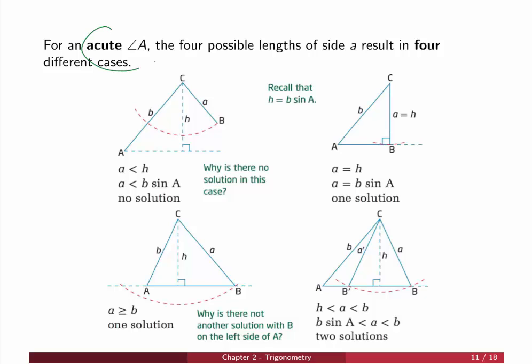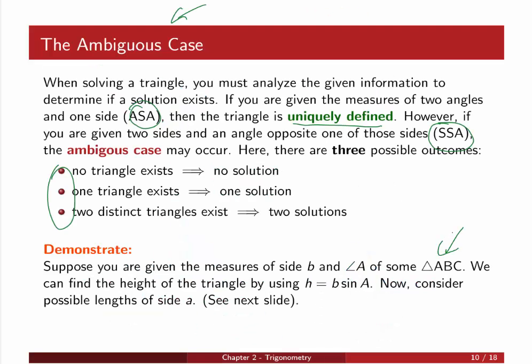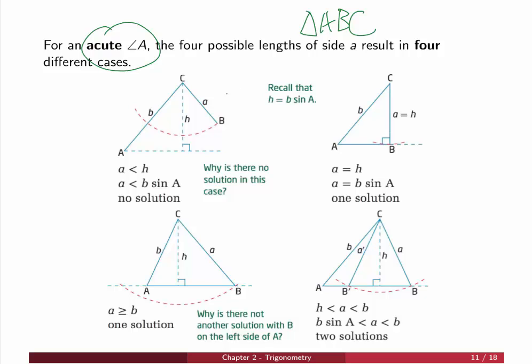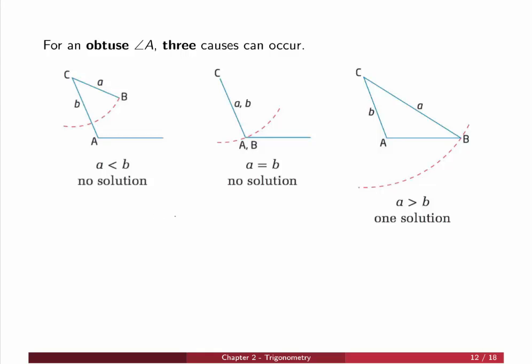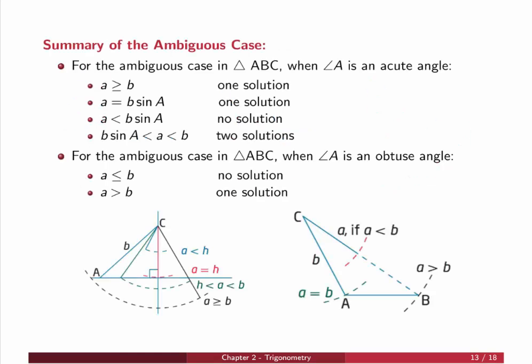So for instance, if you're in triangle ABC, and you're given B and angle A, if angle A is acute, four different possibilities will happen. If angle A is obtuse, three different possibilities will occur. You can go through and look at what I wrote or drew. But here's a summary of both of those cases. This is when angle A is acute, and this is when angle A is obtuse.